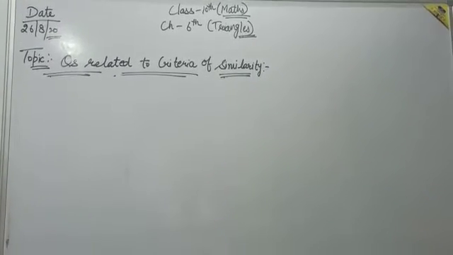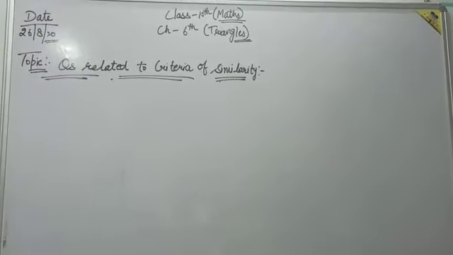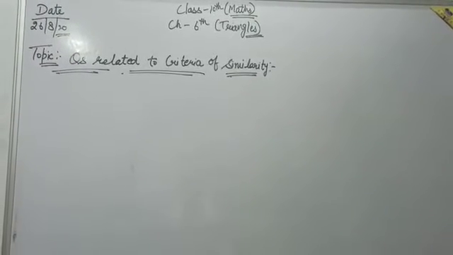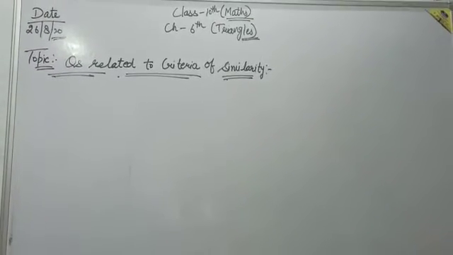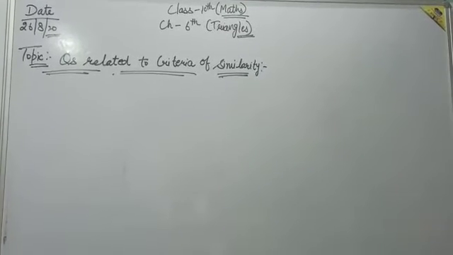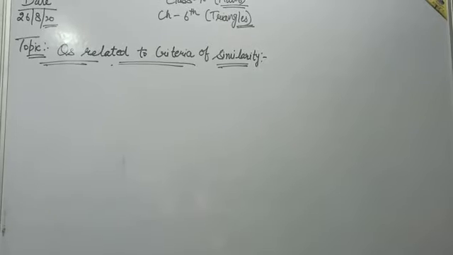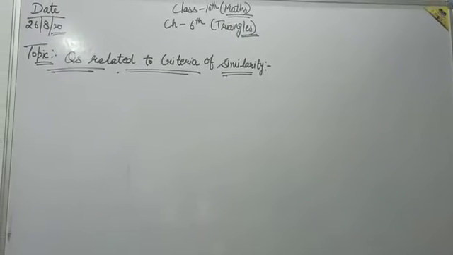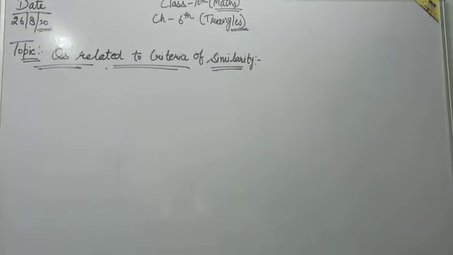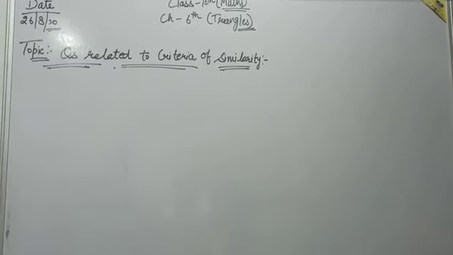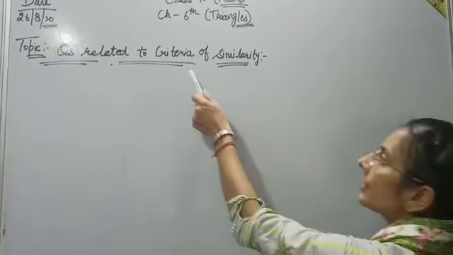Dear students, I hope you are all good and fine and have completed the previous work, as we have started chapter number 6 of class 10th maths. In chapter 6 we are discussing the criteria of similarity. Today we will start questions related to the same topic. Firstly, we will do a recapitulation of the criteria of similarity.